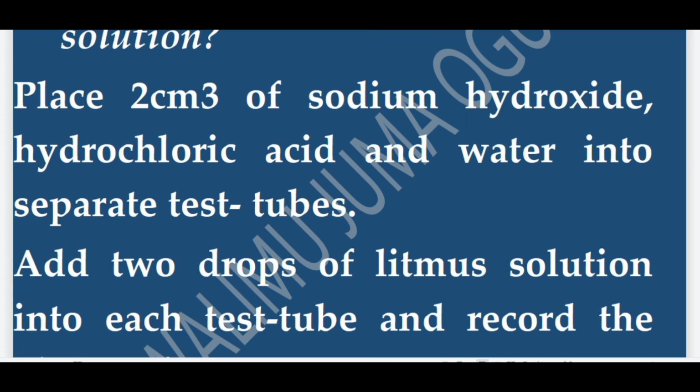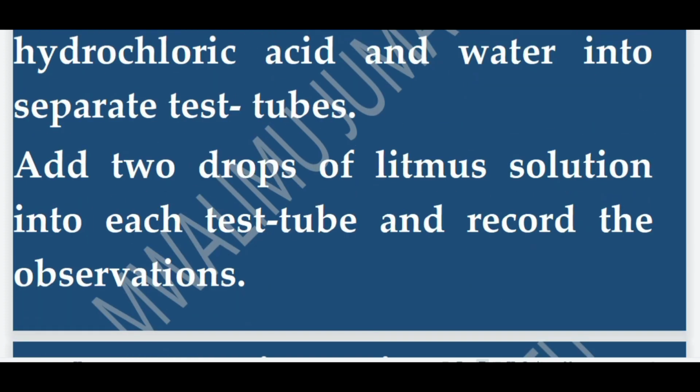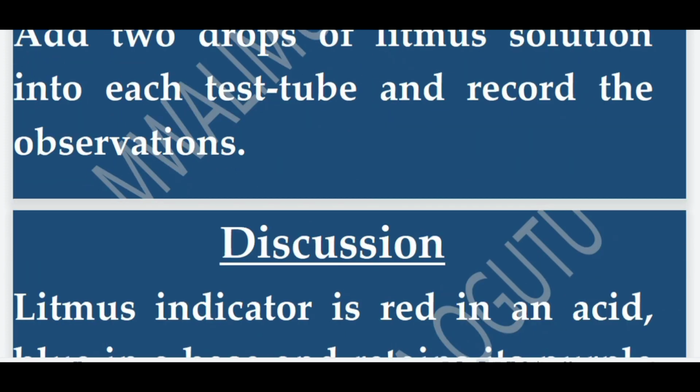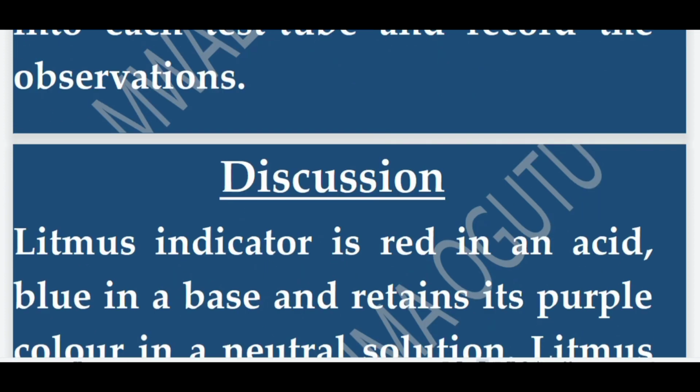So then we add 2 drops of the litmus solution into each test tube, and then we record the observation. Remember, we are adding 2 drops of the litmus solution, which is our commercial indicator that we say will be consistent in its results. Then we make the observation. So let's discuss the observation that has been made.